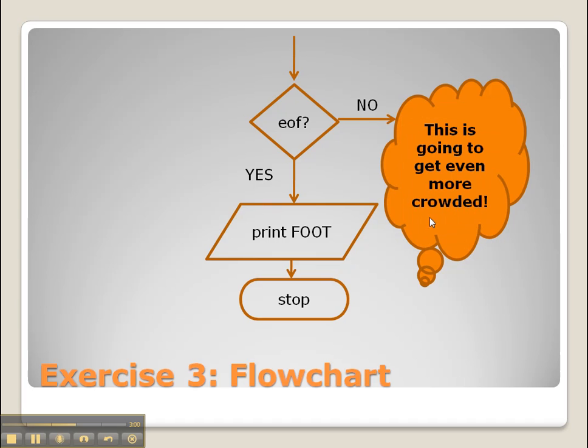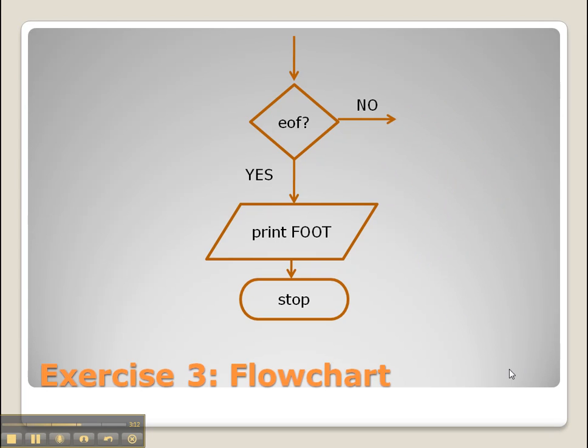Now this is going to get real crowded, so I'm going to again have to continue this on another slide. Okay? But I want you to know that when we get to the bottom of this no flow arrow, it's going to come right back up to this flow arrow just before the end of file. Okay? That's our regular loop flow.